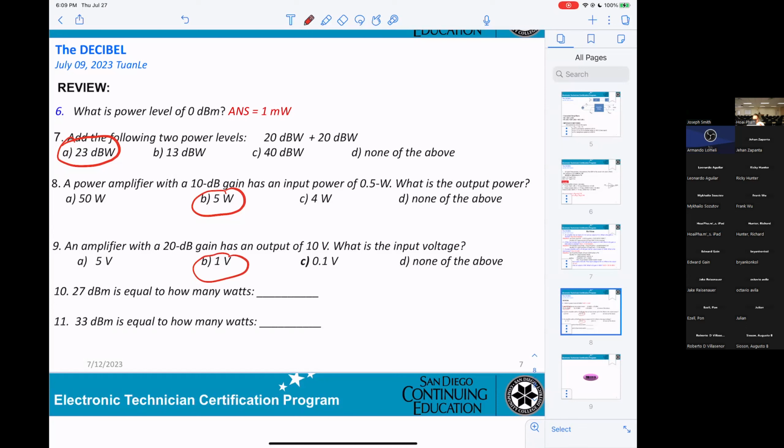Number 9. Which one? Is it B? You get C. Another one gets C. One gets B. I got B. You get B. I said B. Okay, so the answer will be B. Number 10.